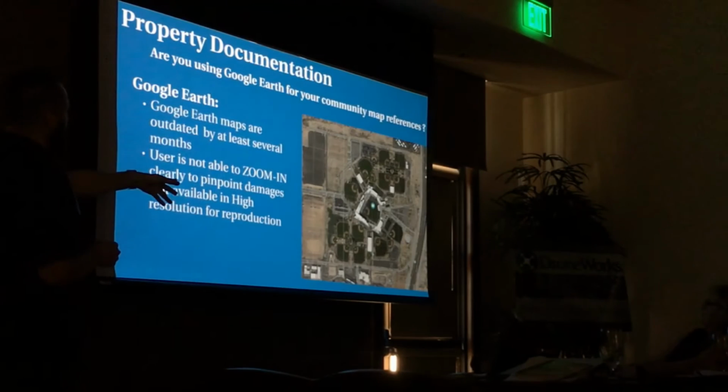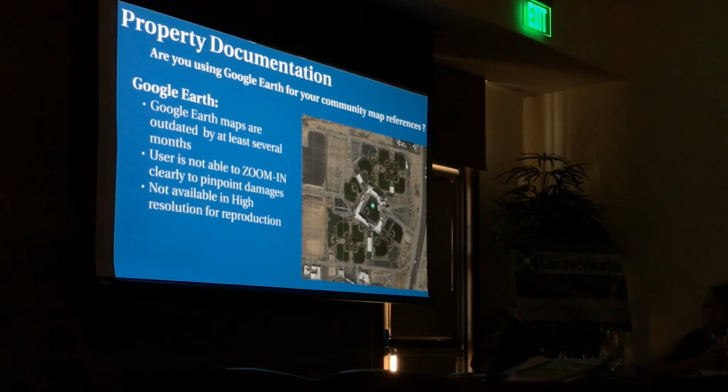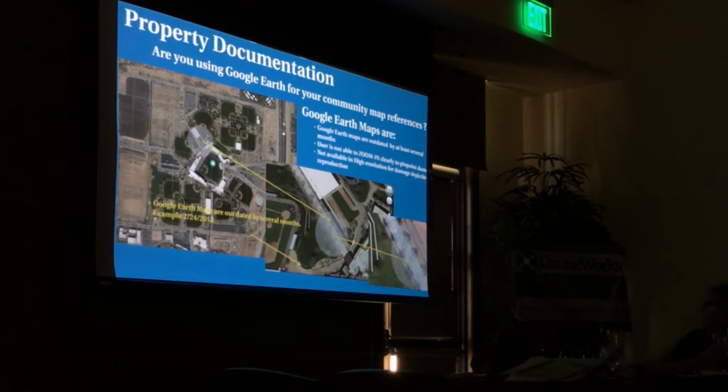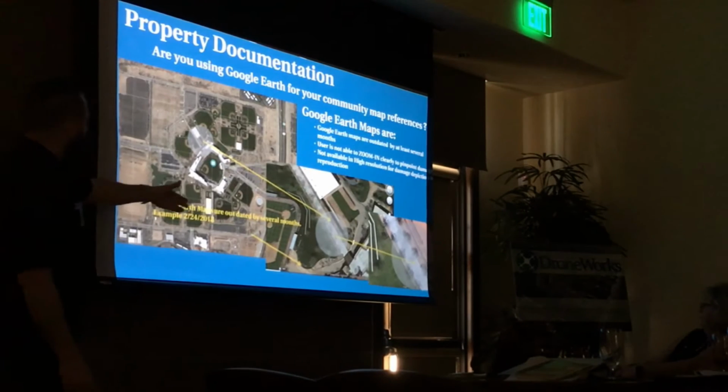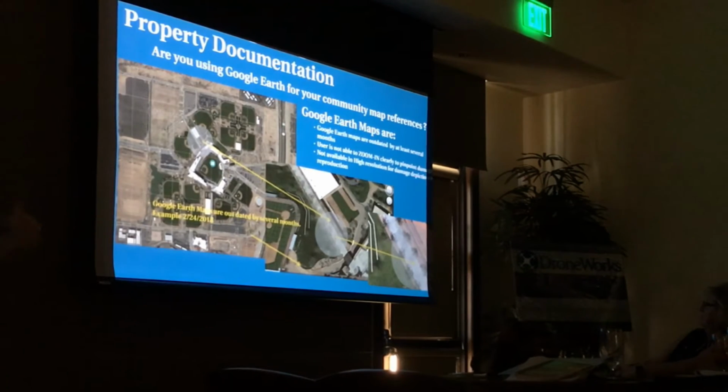So this is with a Google Earth image. Now, a lot of people use Google Earth, but if you've ever noticed, they're outdated. Most of the time, they're either months, could be 6 months, could be a year old. So this is an example of a Google Earth image here, and then also to the right, Google Earth maps are outdated several months. This example here is from February of 2018.